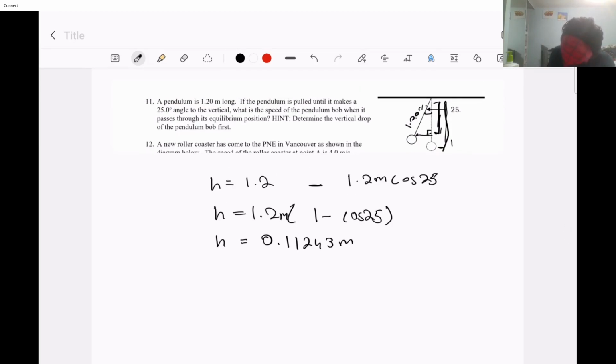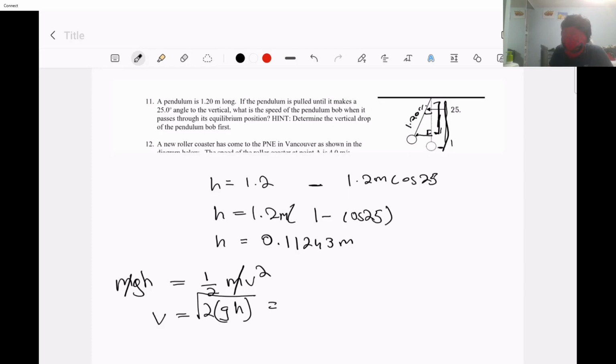Okay, so at the start there is gravitational potential energy. At the end there is kinetic energy. So very similar to the other pendulum question we did. The mass cancels out. Solve for v: the square root of 2 times g times h, so 2 times 9.8 times 0.11243 times 2, root of the answer, say 1.484 meters per second. But sig figs should be 3, so it should be 1.5. No, what am I saying? 1.48 meters per second. That should be our answer.